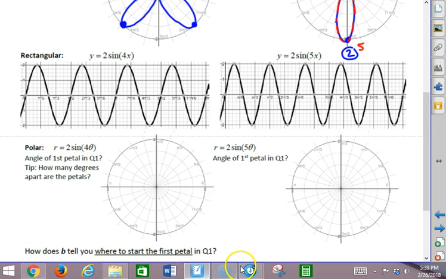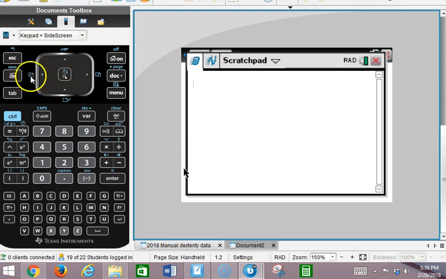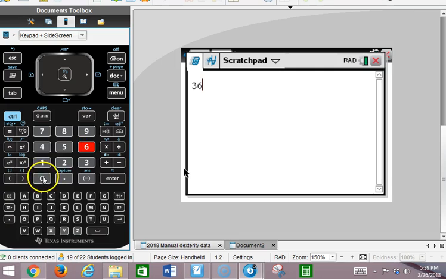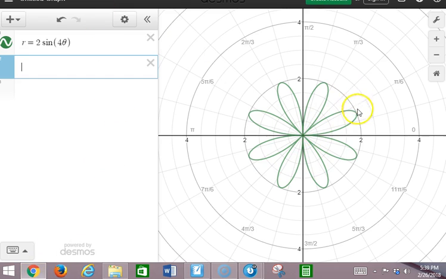So let me just do that quickly on my calculator here. Let's kind of go to a scratch pad. And 360 divided by 8, 45 degrees. Okay, so there's 45 degrees between each of the points in my graph. So 45 degrees here, 45, 45. So that means there's going to be 45 from here to here. 45 is pi over 4. So this is going to be half of pi over 4, which is pi over 8.